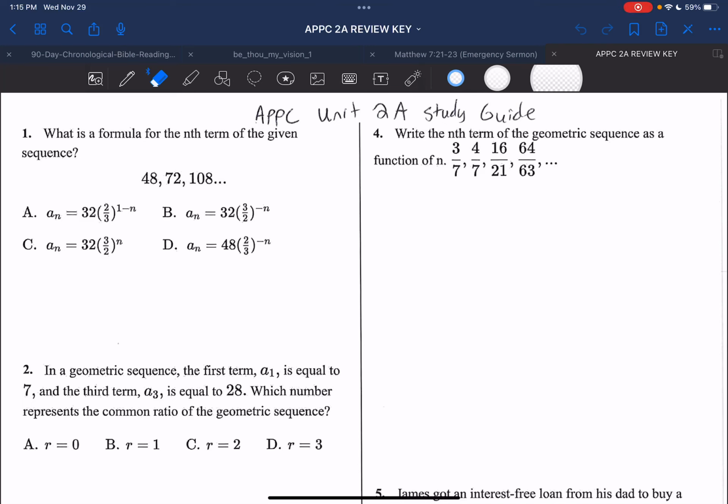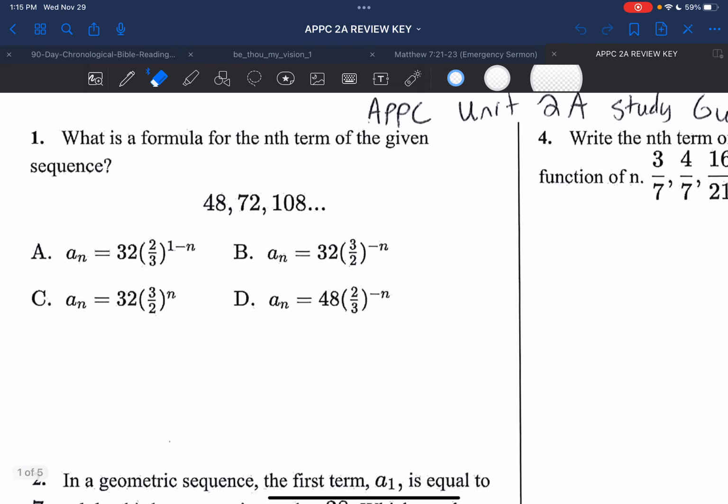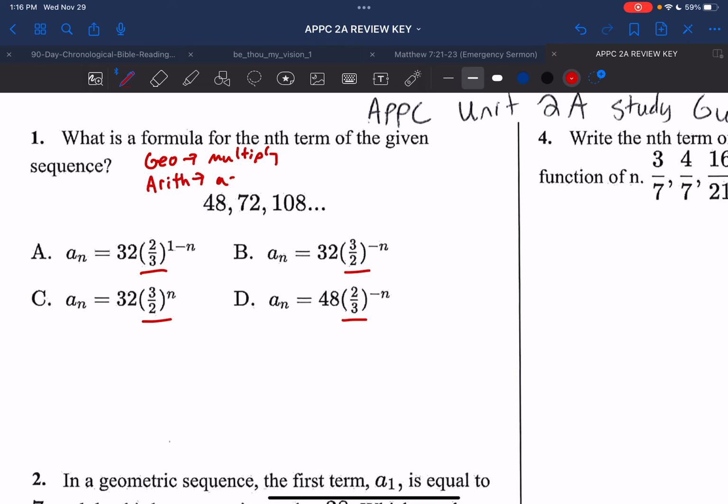So, starting on number 1 of our Unit 2A study guide, we have what is the formula for the nth term of the given sequence. And right here, we can tell it's geometric from all the choices. All of these are telling us that we're multiplying, and if we tried to add, we'd find that we're not adding by the same amount, so it's not arithmetic. Remember, geometric, you multiply, and arithmetic, you add or subtract.